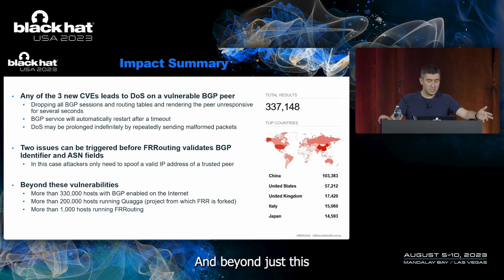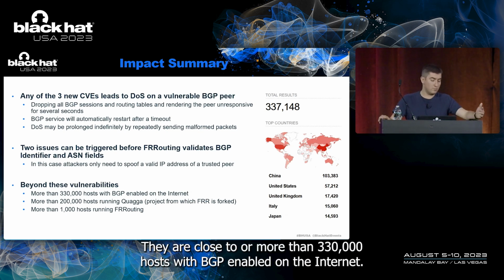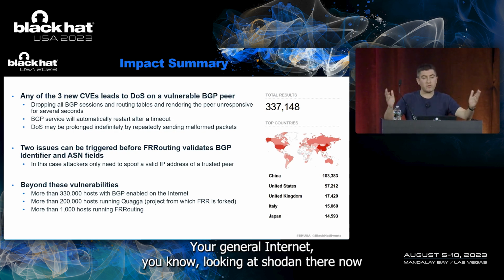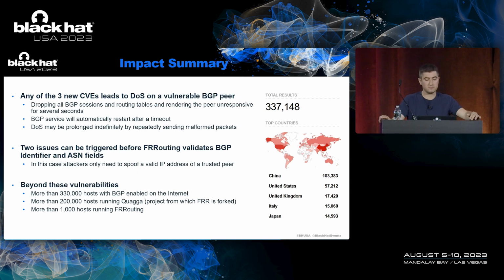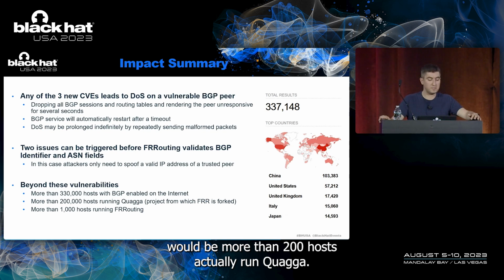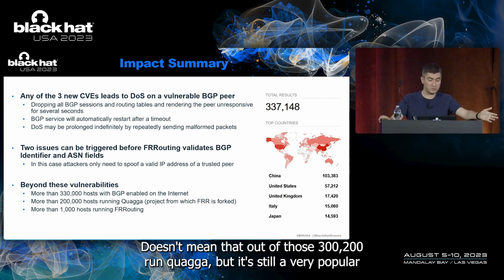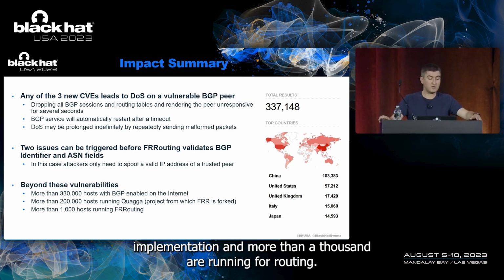And beyond just these 3 vulnerabilities that we found, talking about the others in the past, there are close to or more than 330,000 hosts with BGP enabled on the internet, looking at a Shodan scan of the IPv4 space. More than 200 hosts actually run Quagga, the predecessor of FRRouting, though not all of them are running BGP, as they also run some other protocols. It doesn't mean that out of those 300,200 run Quagga, but it's still a very popular implementation. And more than 1,000 are running FRRouting.